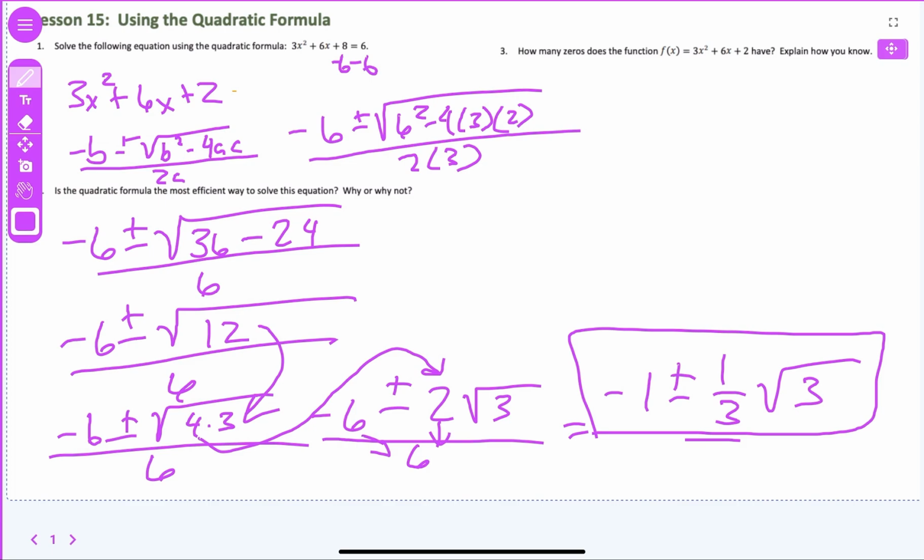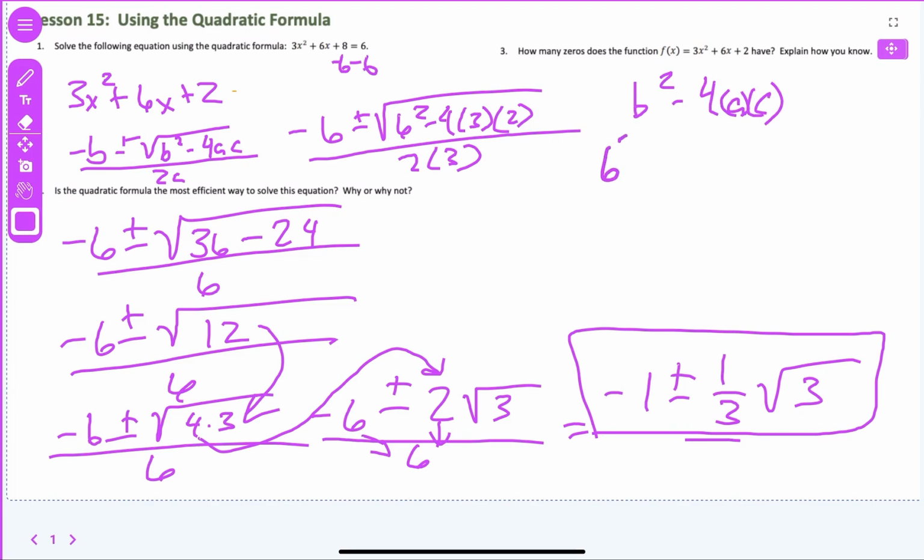Now, it says how many zeros, that's another word for roots, that's another word for x's, do we have here? How do we find how many zeros there are? We do the what? What's it called? The discriminant. What is on the inside of the radical? That's all you got to do.